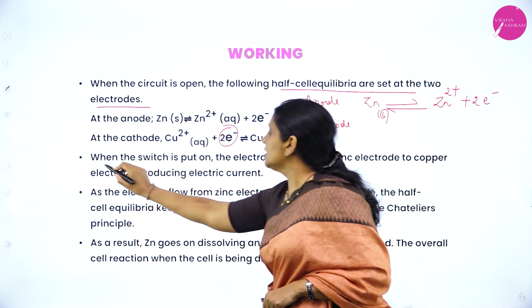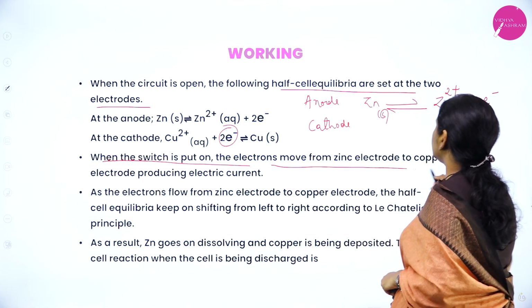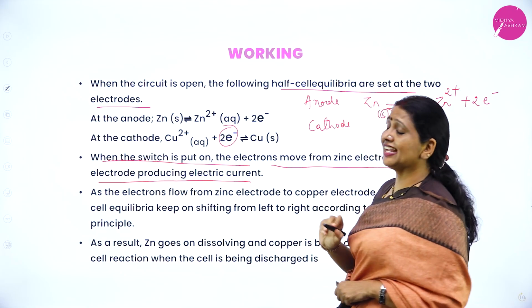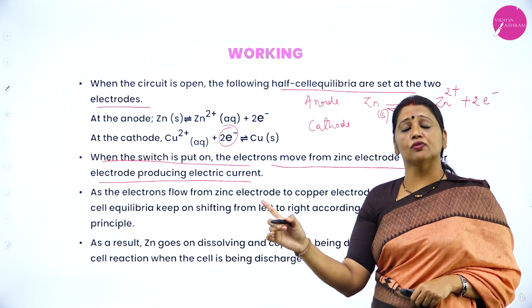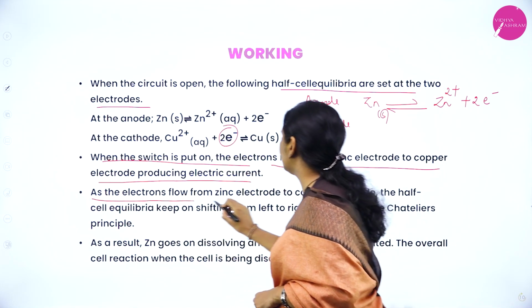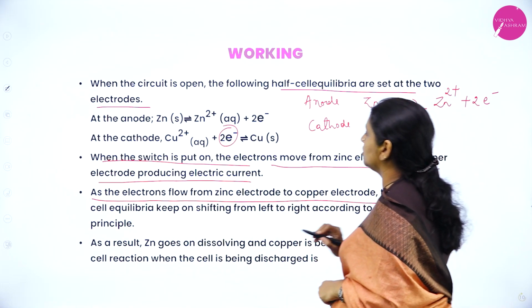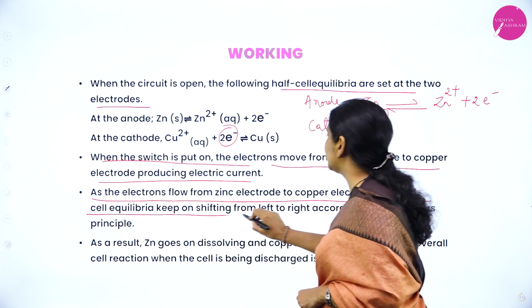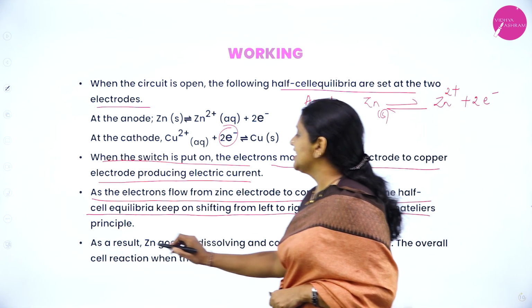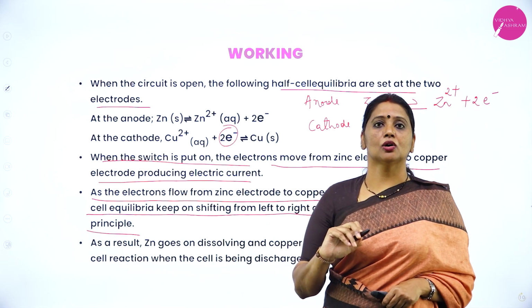Okay. When the switch is put on, the electrons move from zinc electrode to copper electrode, producing electric current. Electrons flow from zinc electrode to copper electrode. As the electrons flow from zinc electrode to copper electrode, the half cell equilibria keep on shifting from left to right according to Le Chatelier's principle.